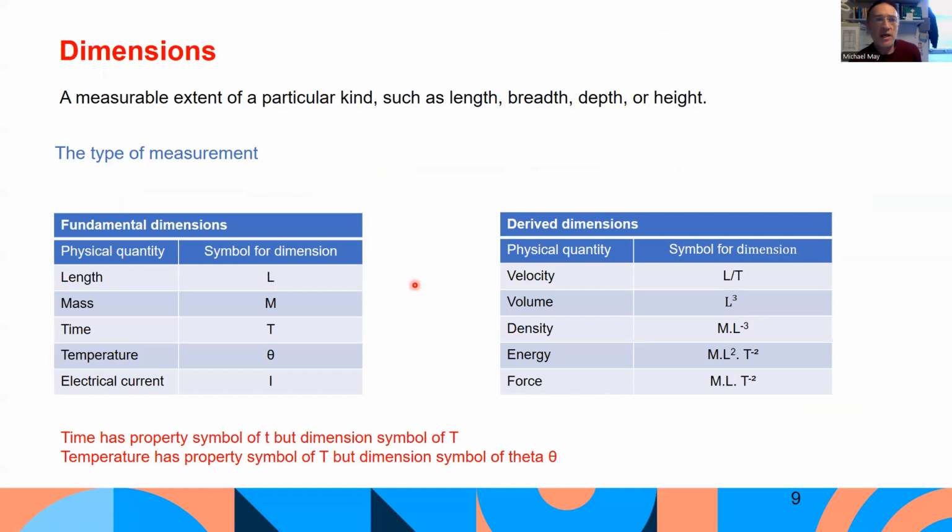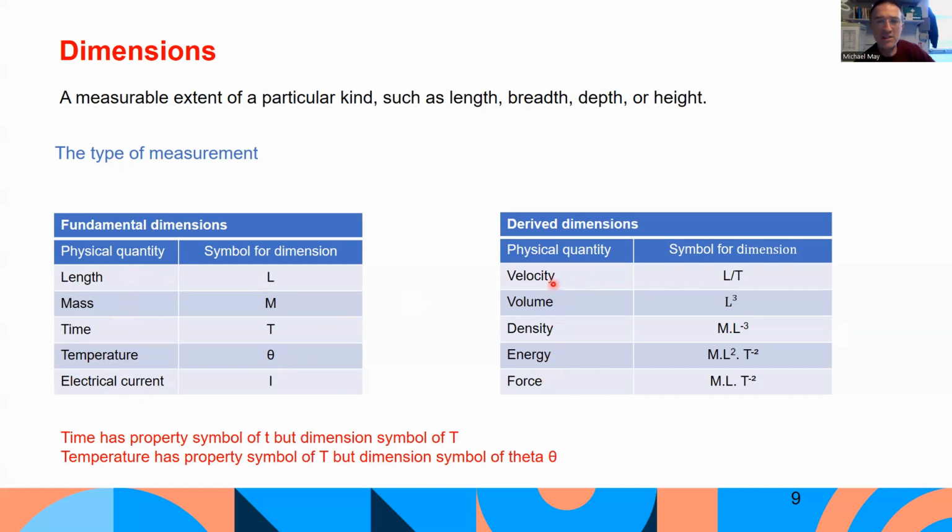So that's properties. Moving on to dimensions. A dimension is described as a measurable extent of a particular kind, such as length, breadth, depth, or height. So it's a type of measurement that we put on a physical quantity, like mass and time, for example. So fundamental dimensions are length, mass, time, temperature, electrical current, and we can divide dimensions up into two types: fundamental dimensions and derived dimensions. So over here we have velocity, volume, density, energy, and force.